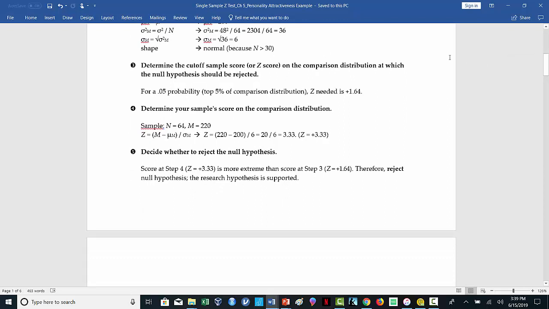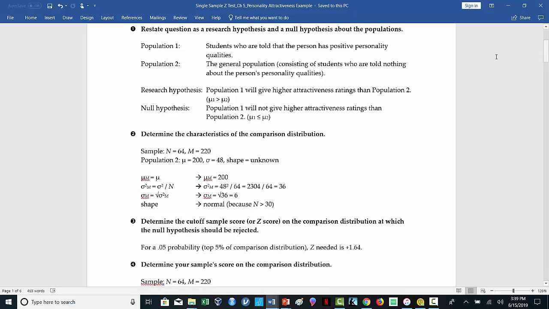So step 3, we're going to determine the cutoff score, the cutoff z-score, on the comparison distribution at which the null hypothesis should be rejected. Exact same step as before, we do it in the exact same way. Now in this case, do we have a one-tailed test or a two-tailed test? Think about the research hypothesis. Because we're predicting a particular direction, population 1 is going to be predicted to give higher ratings. That's a directional prediction. That means this can be a one-tailed test.